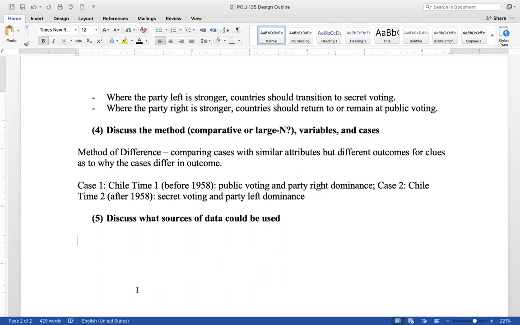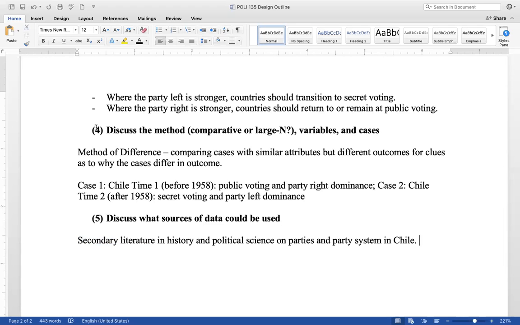Well, I could study existing secondary literature, case studies in particular, because it's already been sent through the ringer and it's been vetted. It's been subject to peer review. And so secondary literature in history and political science on parties and party systems in Chile. There's a lot of work on that. I could find a gold mine of information that would be useful and would help me to determine whether my hypothesis about the balance of party strength helps me to explain the transition from public to secret voting.